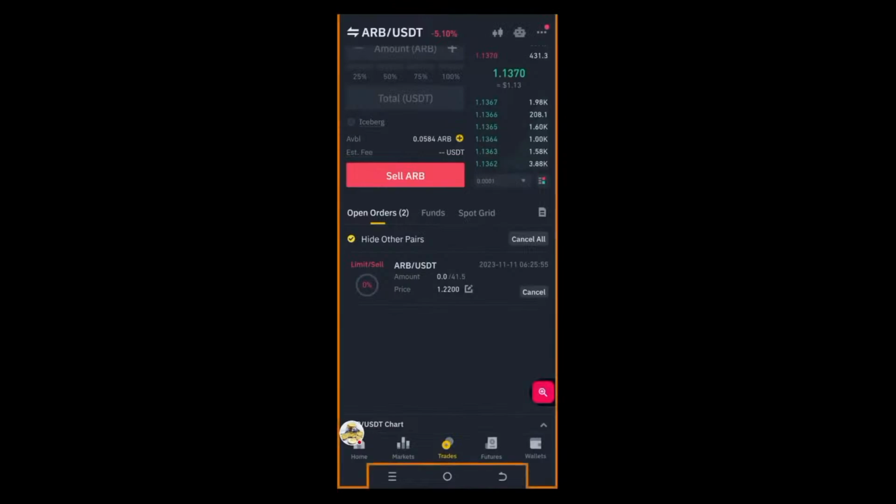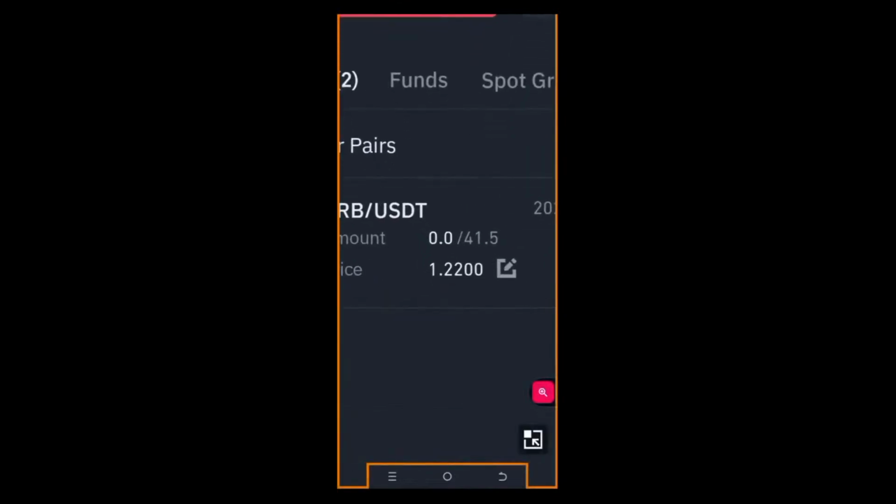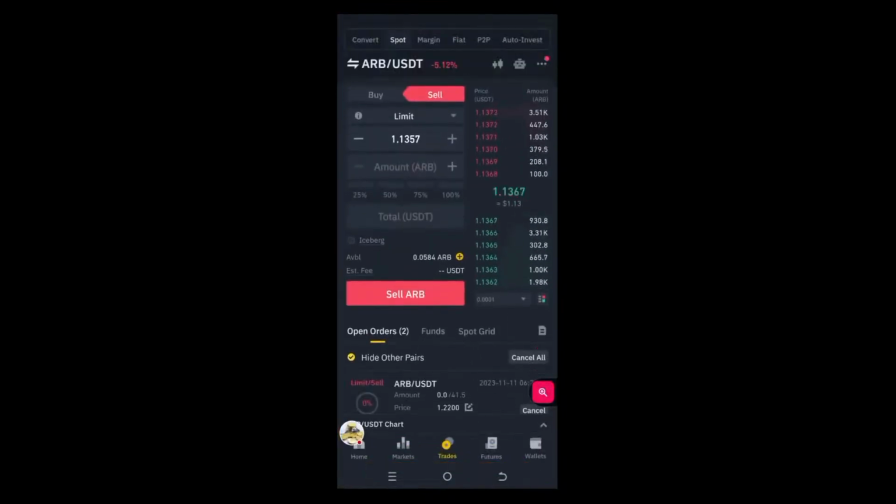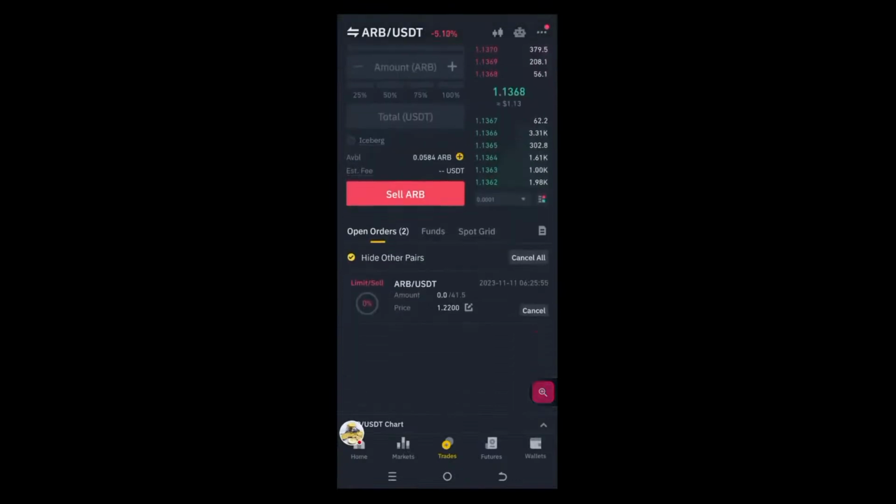Let me show you here. So what I'm planning to get is 1.22. That's the price of ARB I want to get, right? But it's currently 1.13, because it's going down, right? So I'm just going to set it to get that, so that even if it takes me 1 or 2 days, once it gets to 1.22, my take profit or my sell limit will be triggered, and I will get the money, and I'll get the profit that goes with it.